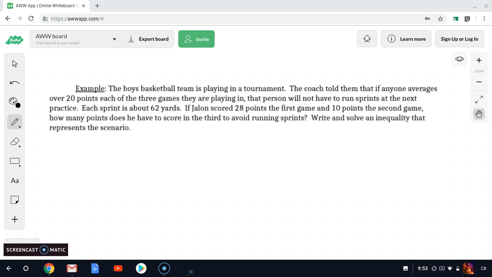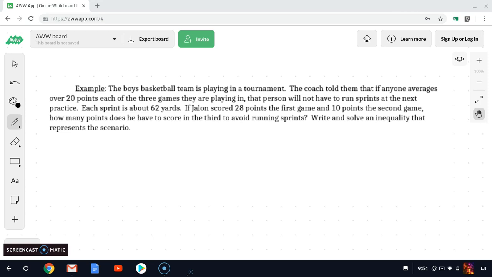All right, so we're going to go through writing and solving some real world inequalities. And for this lesson, we need to remember our keywords to tell us which inequality symbol we need to use. So the first example, we're going to read through it once and circle or highlight some important things.